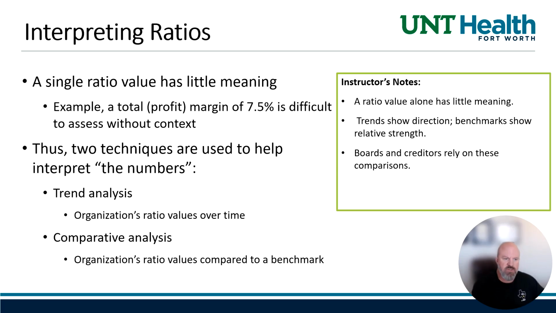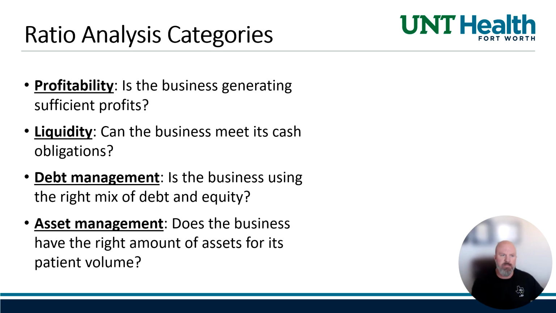Thus, two techniques are used to help interpret the numbers: a trend analysis, which is the ratio values over time, and a comparative analysis, which is the organization's ratio values compared to a benchmark. Now, this is particularly important as you prepare to do your group project, because these will be part of your group project for the two organizations that you will be comparing.